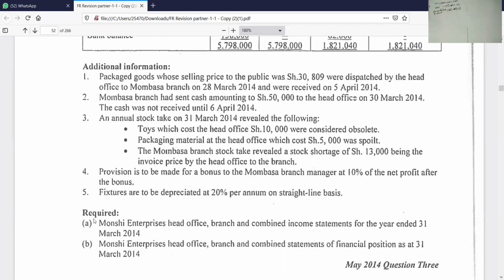What you can see, our financial year ends 31st March. You can see even from the required, you are required to prepare your statement as at 31st March 2014. That is the time when our financial year was ending. But now these goods which were being dispatched by the head office to branch were received on 5th April, which means that is after the financial year has ended. So by the end of the financial year, these goods were on transit. Note 1 concerns goods on transit.